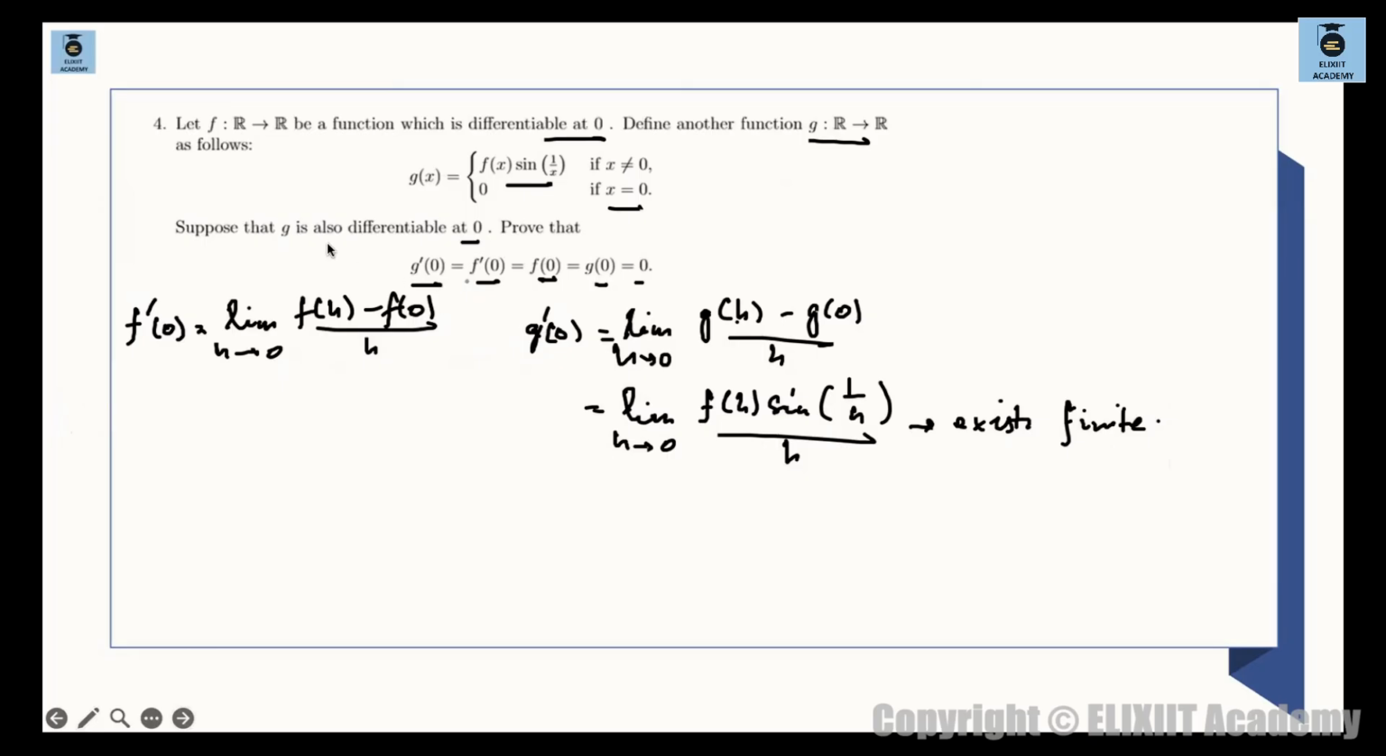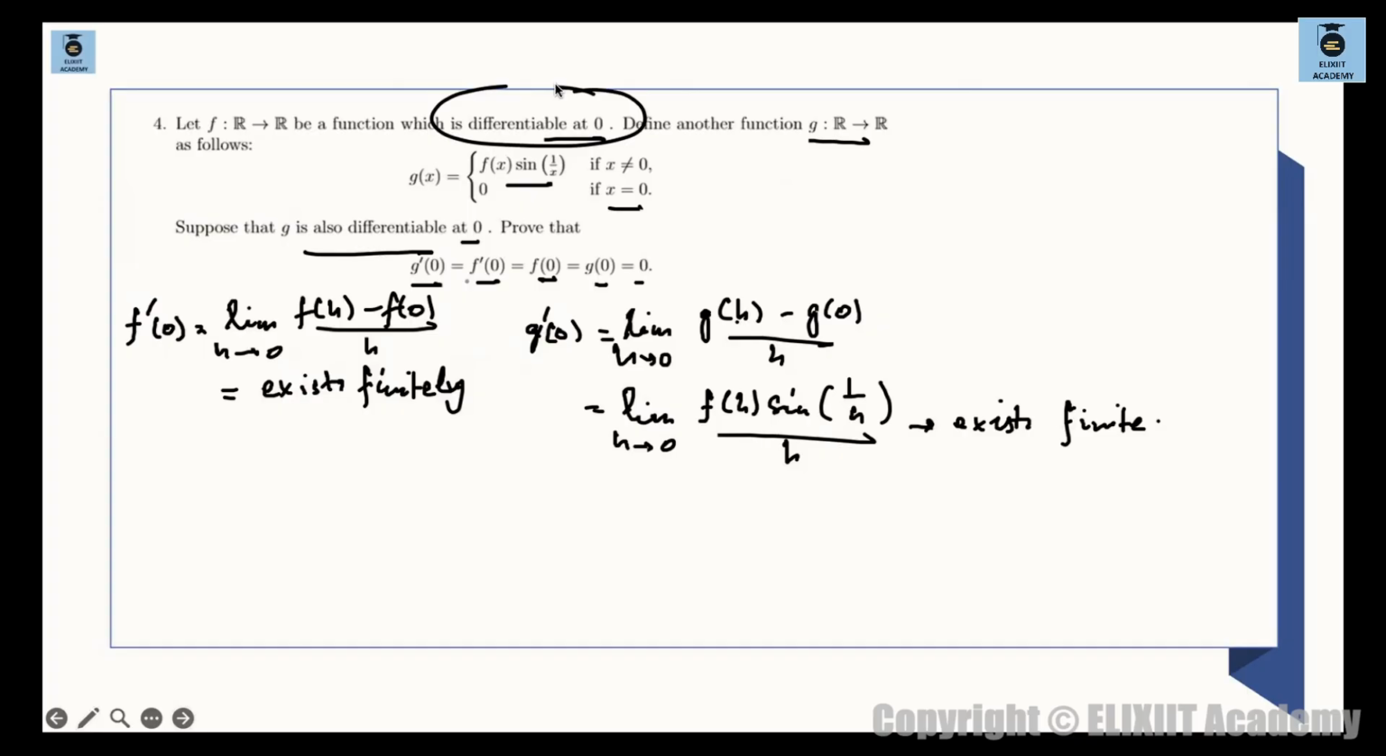Because they have said that g is also differentiable at 0. So definitely this limit will exist. g dash of 0 will definitely exist, and this will be finite. So f dash of 0 will also exist, and this will be finite as well, because they have also mentioned that f is differentiable at 0. g is differentiable at 0, f is also differentiable at 0.